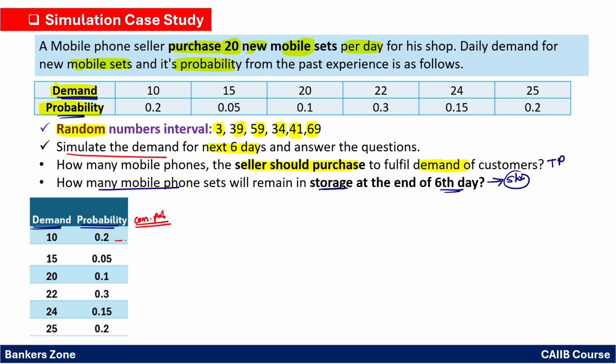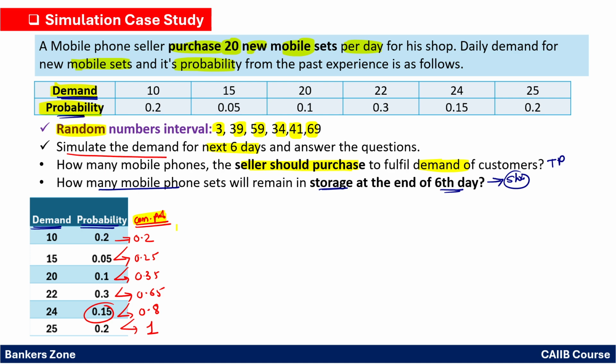See, I will write down 0.2 as it is, then I will add 0.05. So 0.2 plus 0.05 gives me 0.25. Then I will add 0.1, so it will be 0.35. I will add 0.3, which gives 0.65, right? Then you add 0.15, so here I will get 0.8. Then you can add 0.2, so the cumulative probability at the end should be 1. So this is simply the cumulative probability, right?